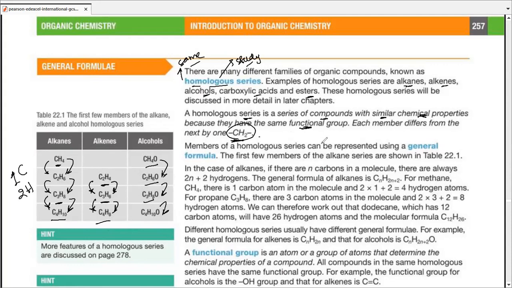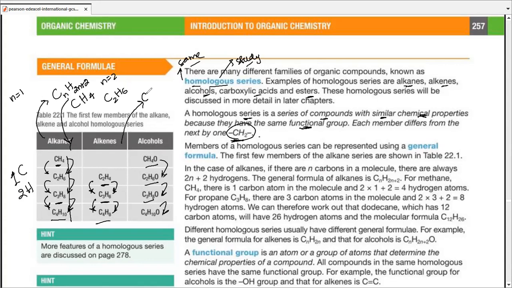So what do we do? Members of a homologous series can be represented using a general formula. We can represent all of these by a simple general formula. For example, for alkanes, we have the general formula CnH2n+2. Now, if you apply different numbers, for example, when n is equal to 1, the formula becomes CH4. When n is equal to 2, the formula becomes C2H6. Make sense? So you get these formulae from this general formula.